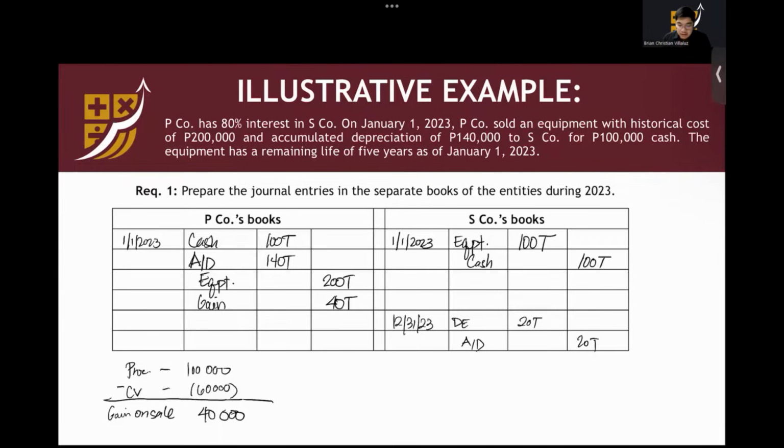Okay? Now, since we saw that the initial cost of the equipment in the books of S Company is equal to the selling price of the parent, we know the equipment is overstated in the books of S Company, right? Then, because the initial cost is overstated, what happens to the depreciation? It will also be overstated. Okay? So, that is the impact of intercompany sales. Got it? Okay. Now, let's continue the requirement so you understand what to do at the end of 2023 while the parent is preparing the consolidated financial statements.